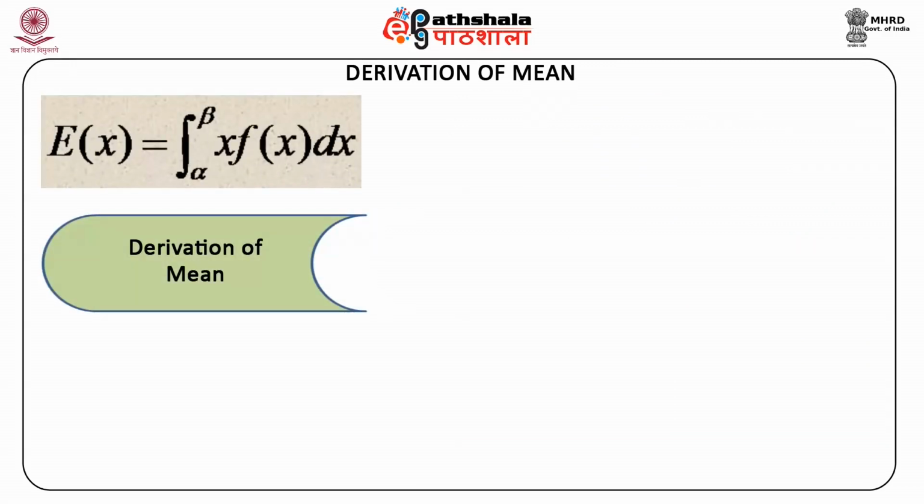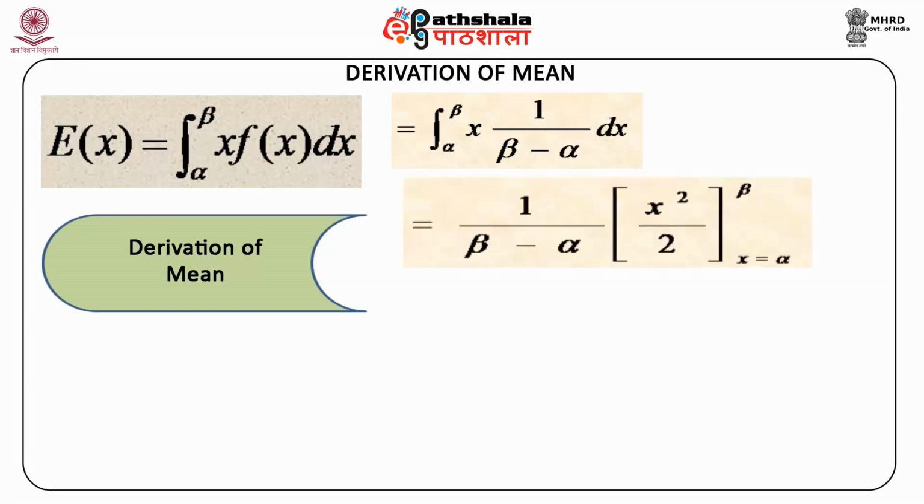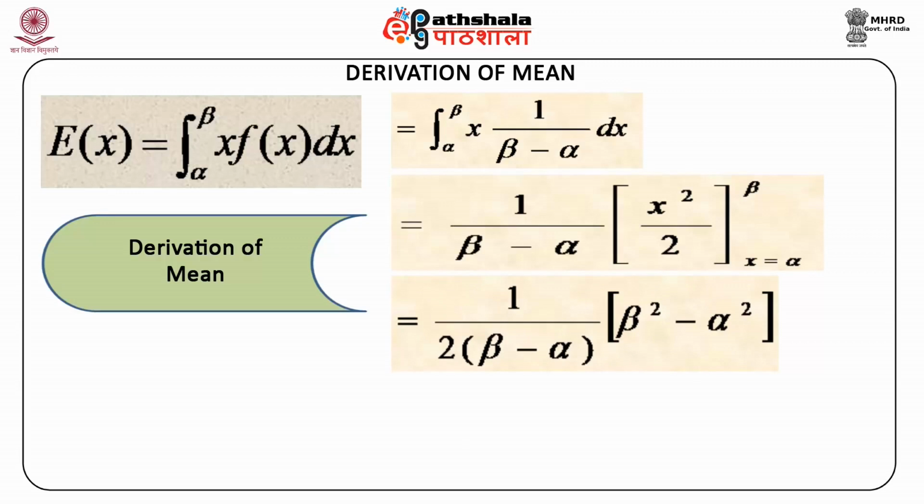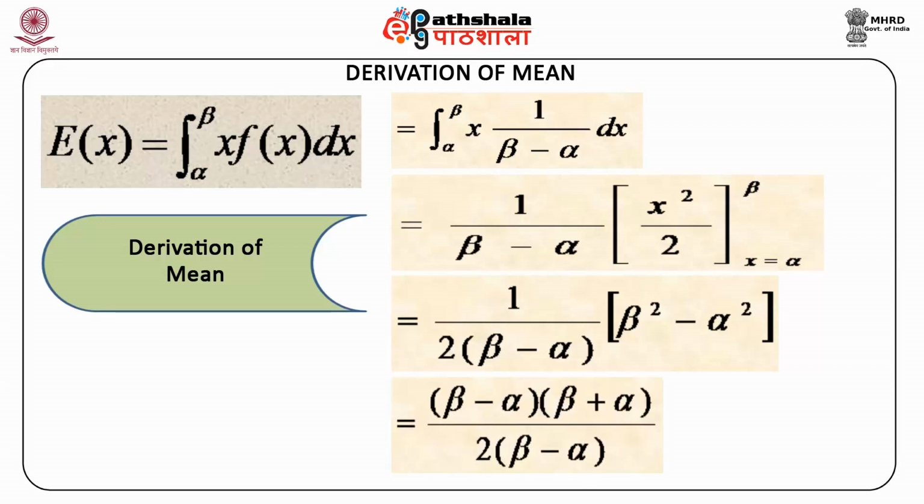E(x) is equal to the integral from alpha to beta of x f(x) dx, which is equal to the integral from alpha to beta of x into 1 upon (beta minus alpha) dx, which is further equal to 1 upon (beta minus alpha) into [x square upon 2], x varying from alpha to beta. This is equal to 1 upon 2 into (beta minus alpha) multiplied by (beta square minus alpha square), which is equal to (beta minus alpha) into (beta plus alpha) upon 2 into (beta minus alpha), equal to (alpha plus beta) upon 2.